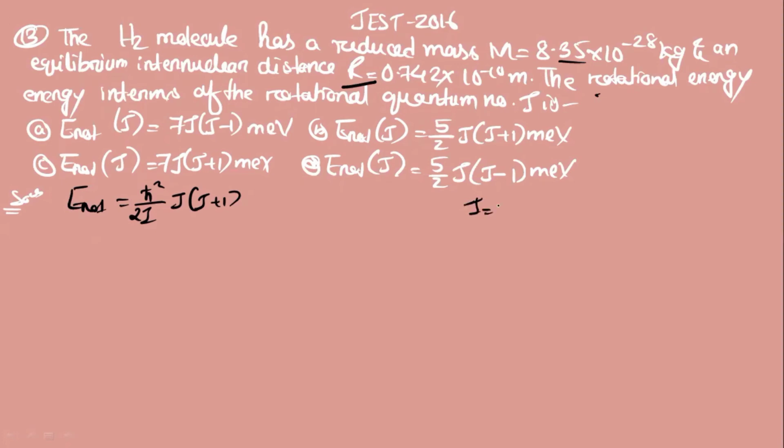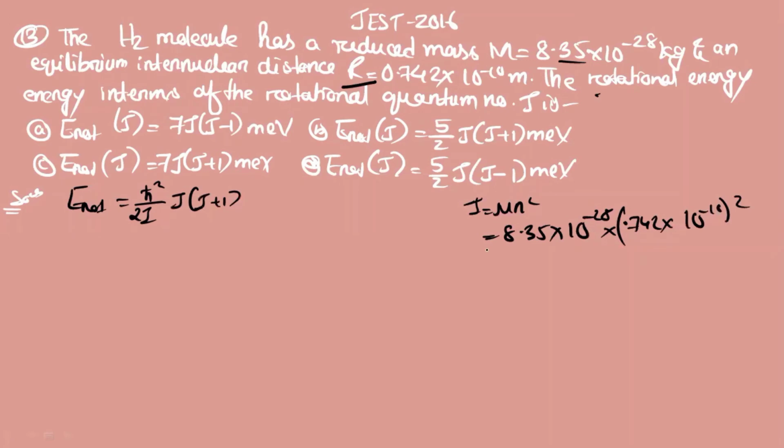So I is what? Mu r square. Mu is the reduced mass, 8.35 into 10 to the power minus 28. And here you are having 0.742 into 10 to the power minus 10, whole square. So when you do this calculation, 8.35 multiplied with the square of this, you will get 4.597, and this will give you 10 to the power minus 48. Unit will be as it is.